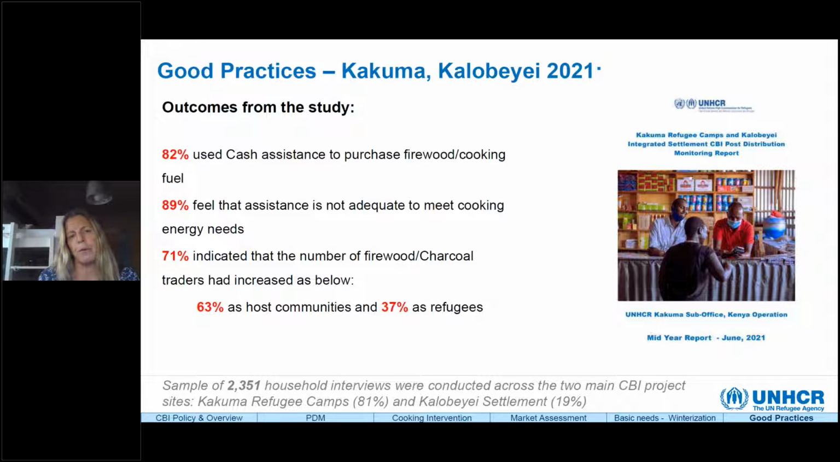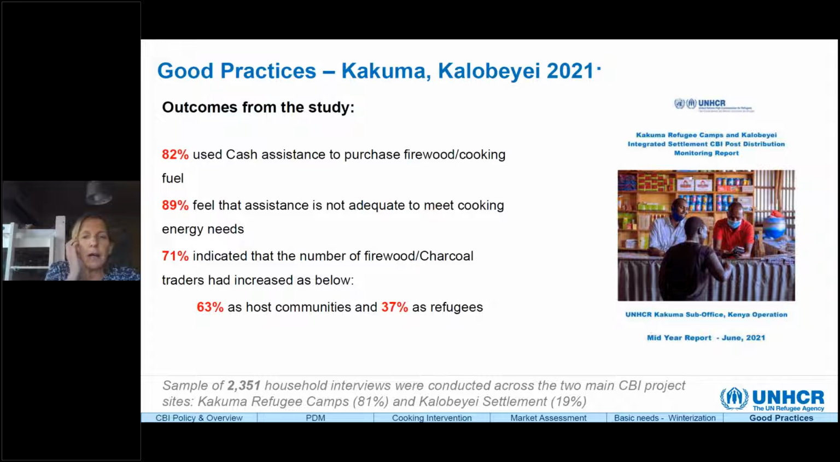So you could see that the prioritization to purchase firewood and cooking fuel was super high. 82% said, yes, we use it for this purpose. And I think that is an extremely interesting figure and shows that it's a prioritized and really important need that refugees need to meet. 89% felt that assistance is not adequate to meet the cooking energy needs. And this also, of course, links to the cash for basic needs figures that I showed, that 74% say that they can't meet half or less than the basic needs. So it is really a matter of prioritization.